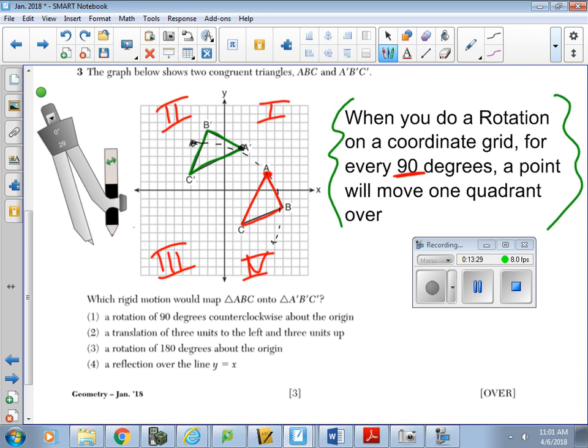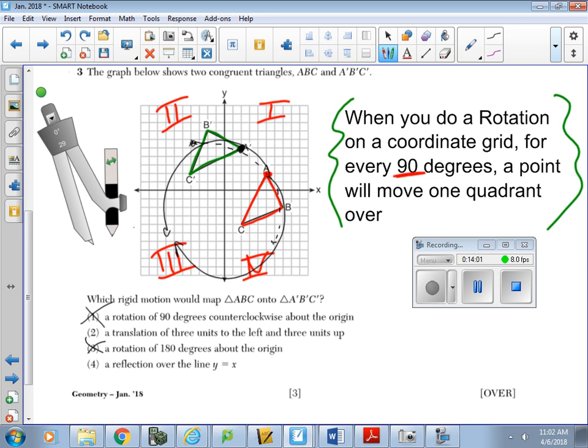180 degrees means 2 quadrants over. So we can eliminate 1, and then if you look at 2, 180 degrees, well, that would be 2 quadrants over, so it would end up somewhere in the third quadrant. Actually, it doesn't even matter if you do counterclockwise or clockwise. It would end up in the third quadrant. It would not end up where A prime is, which is still in the first quadrant. So we can eliminate 3. Now it's just between 2 and 3.